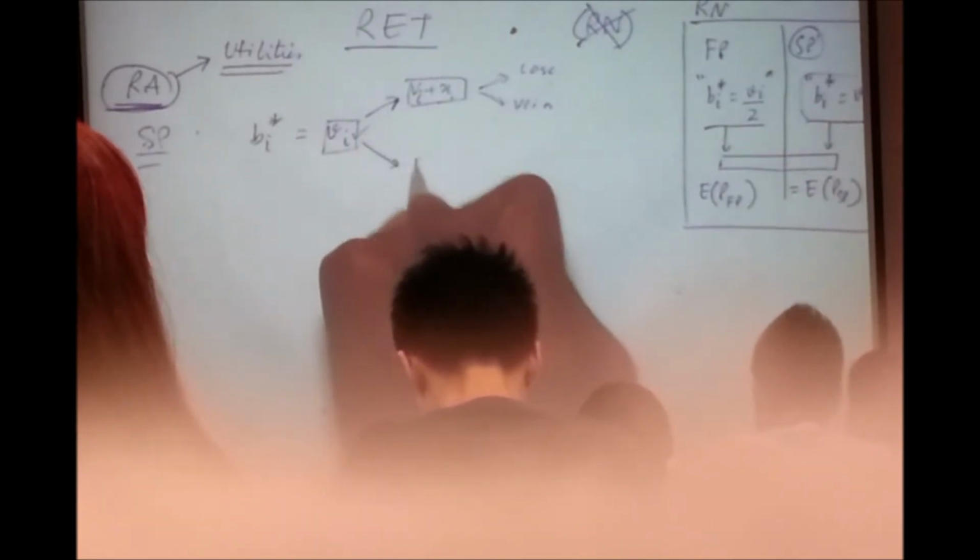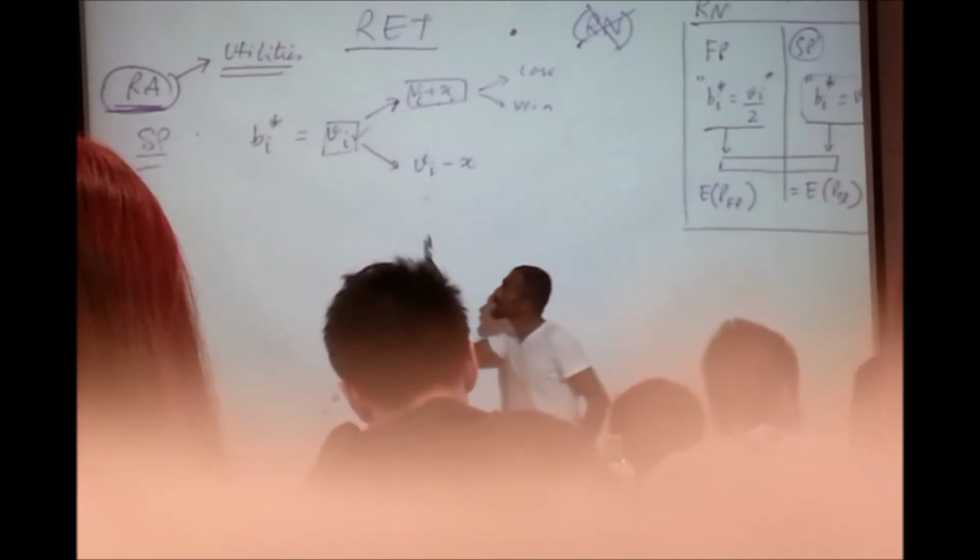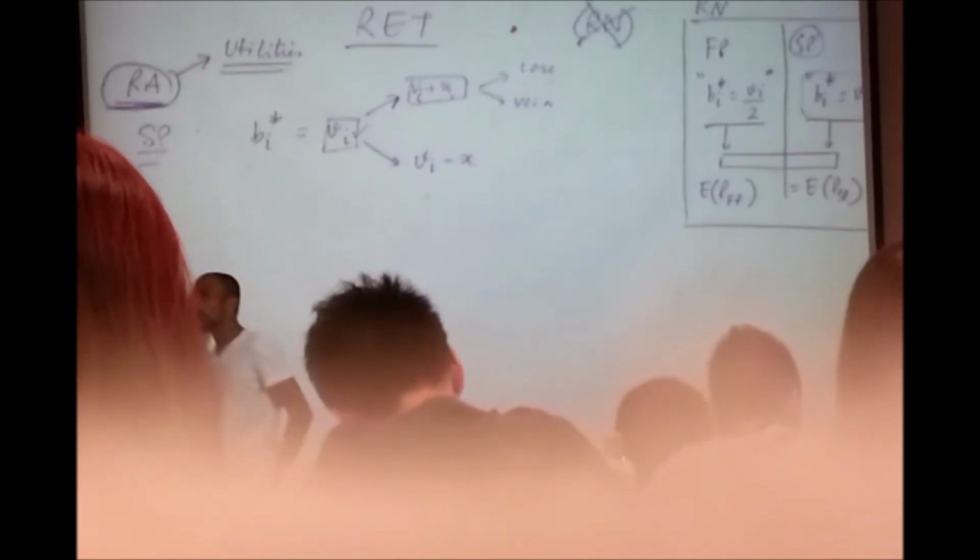Similarly, bidding lower than your valuation either gives you the same payoff as bidding your valuation or gives you a lower payoff. We have seen this last lecture. Therefore, it follows that bidding lower than your valuation either gives you the same utility as bidding your valuation or gives you a lower utility. Therefore, even with risk aversion, bidding your valuation is the dominant strategy for a bidder in a second price auction.